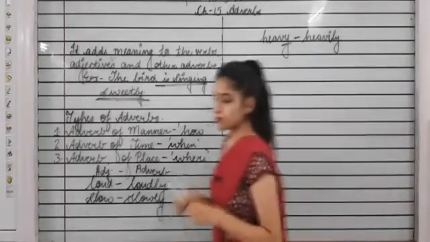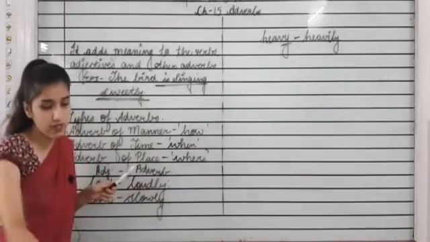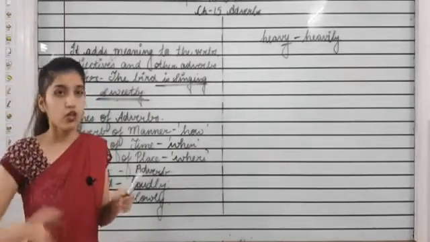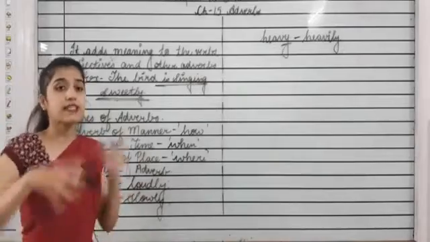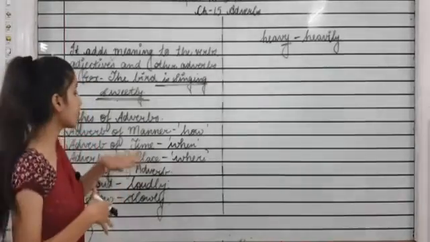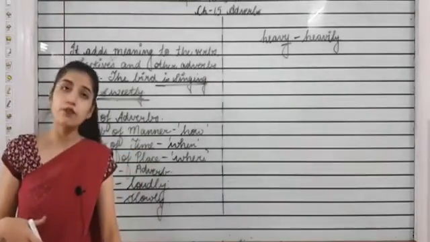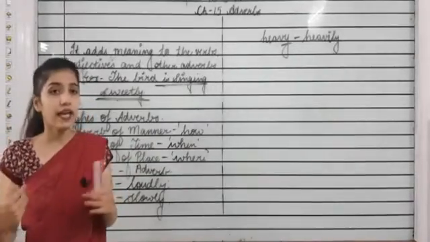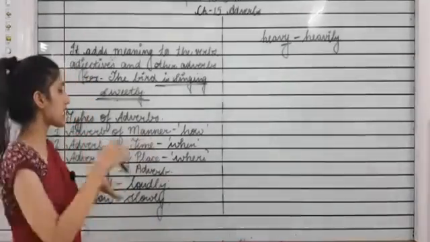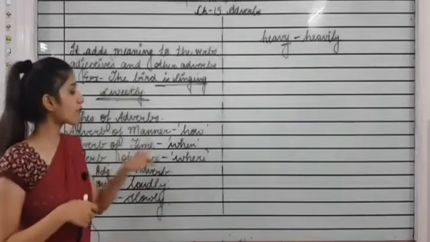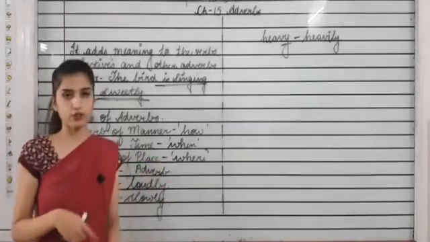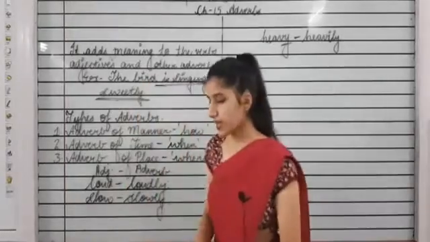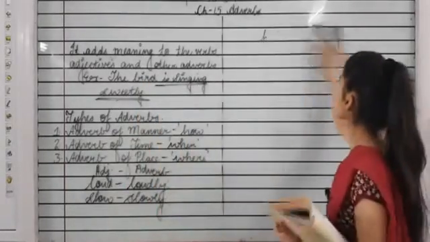Now moving to some examples of adverb of time. It's written: today, never, tomorrow. These are some examples of adverb of time. When I move to adverb of place, the examples are outside, inside, everywhere. These are examples of adverb of place, which tells us where an action is done. Now moving to the exercise.